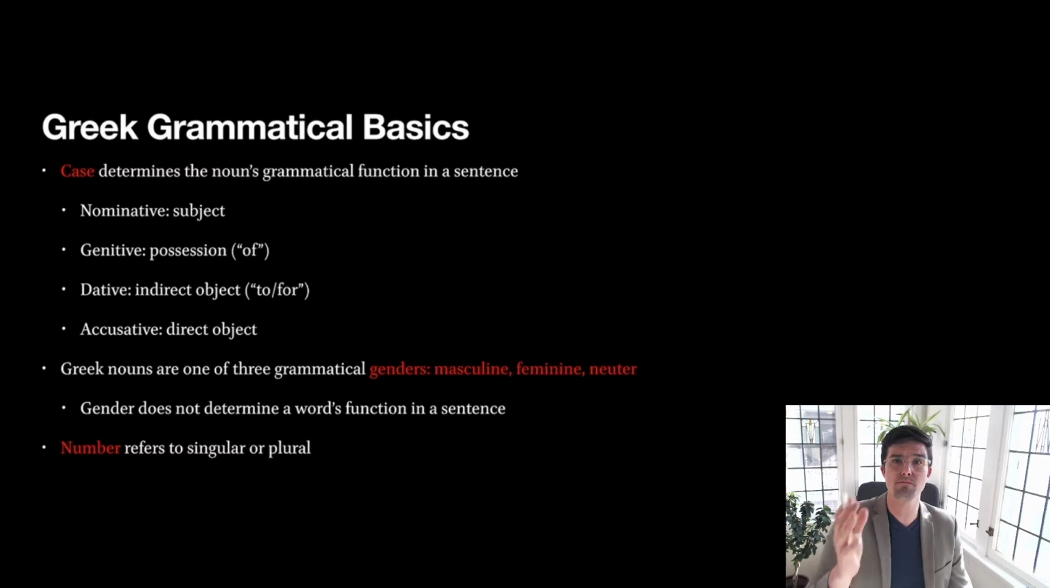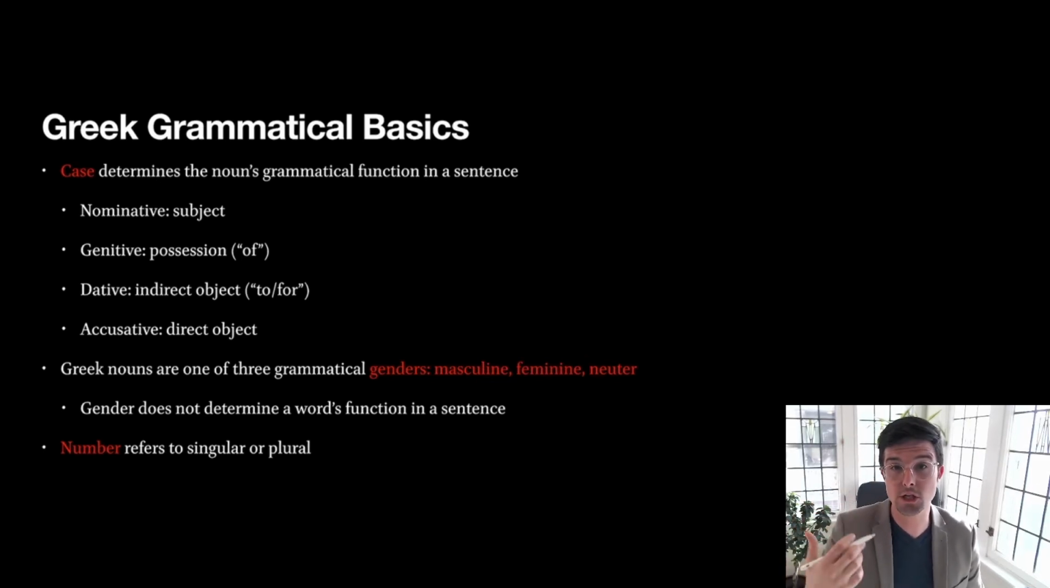So, moving back to the grammatical basics of Greek nouns. You've seen this slide a handful of times before. Nouns have three different things. They have case, they have gender, and they have number. Remember, a Greek noun's gender is never going to change. A noun is either going to be masculine, feminine, or neuter, and it's going to be in different forms that correspond to those genders, but it's not going to change its gender.